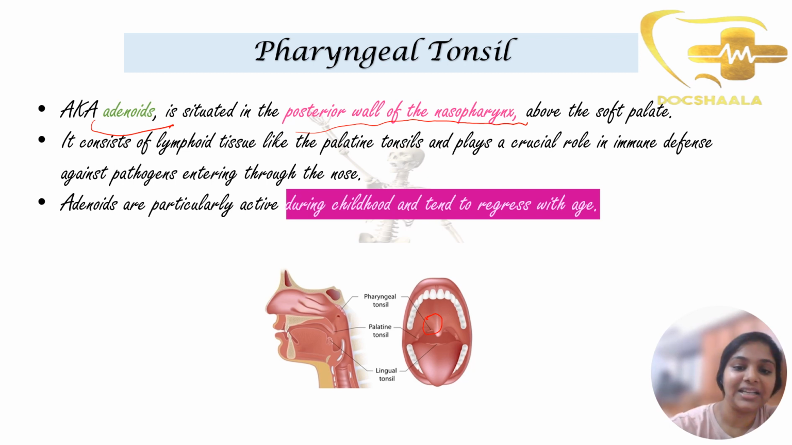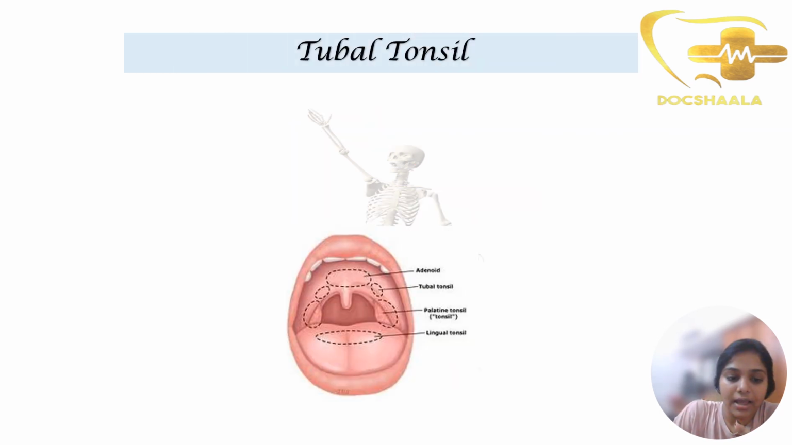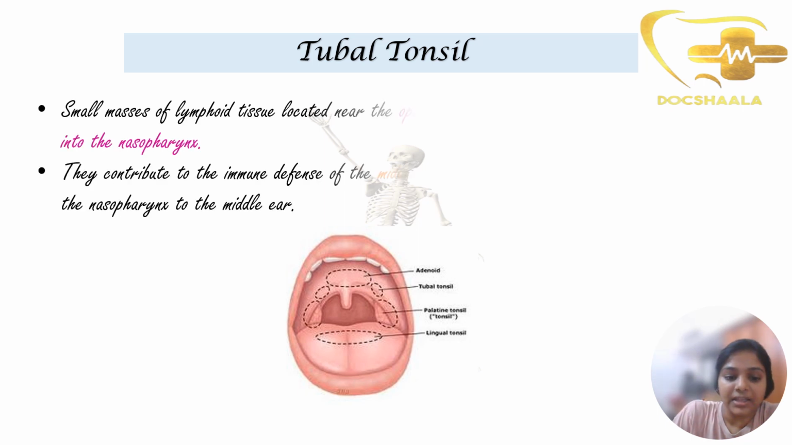So it is particularly active during childhood and tends to regress with age. So this is very important. The pharyngeal tonsils, or the adenoids, are particularly active during childhood and tend to regress as age happens. Okay, then the tubal tonsil.